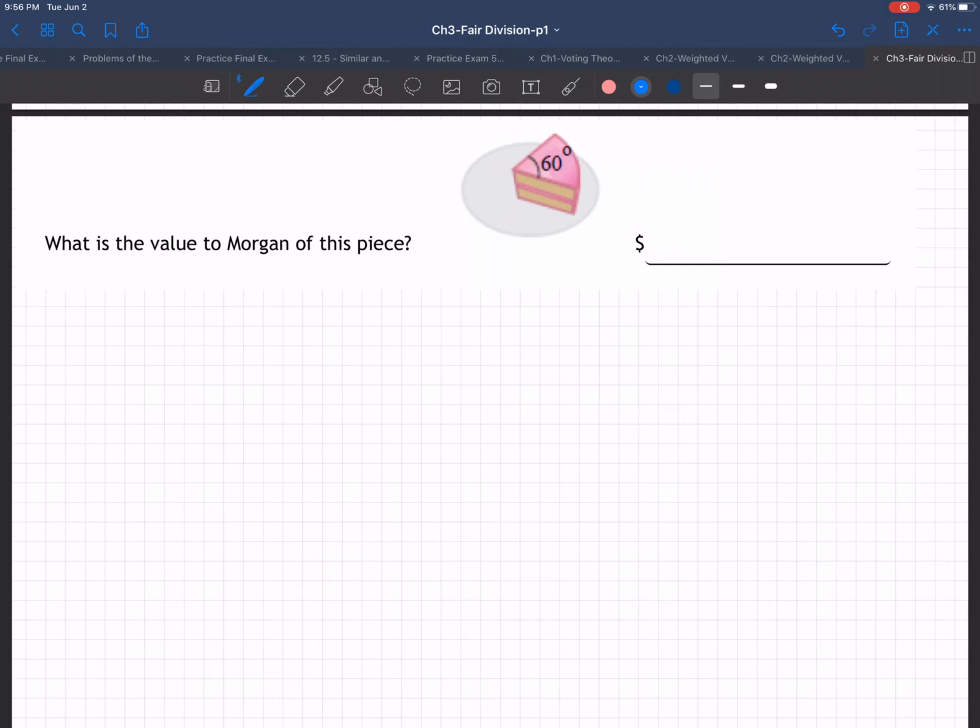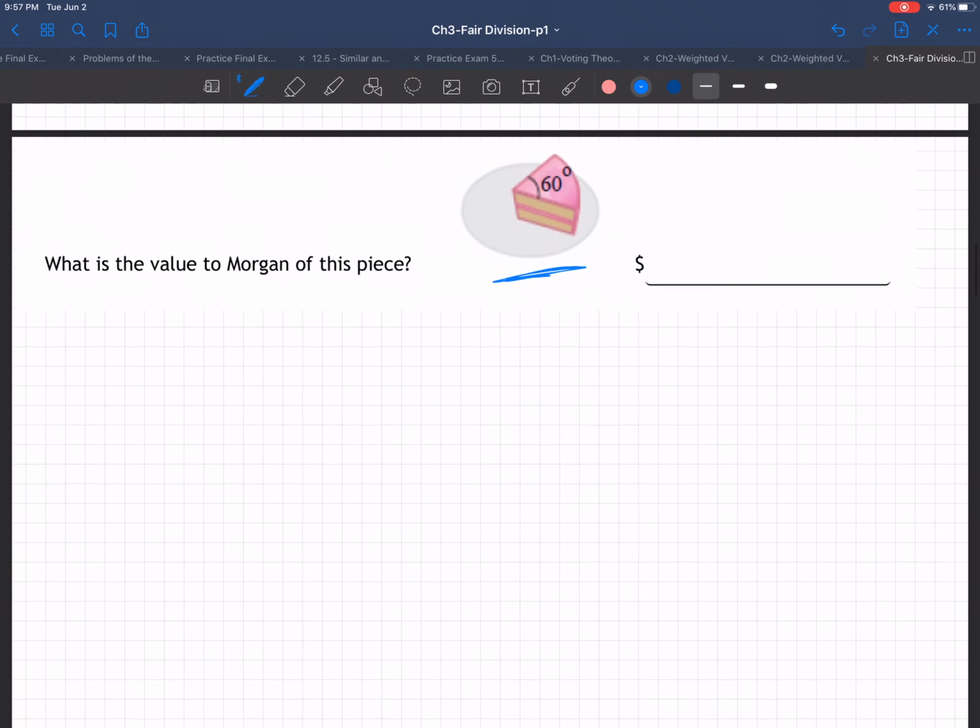Here it says, what is the value to Morgan of this piece? So they're giving us an angle. Don't worry, you don't have to know a lot of geometry here. If we go back to the cake, let me just redraw the cake for us right here. Maybe that would be best.